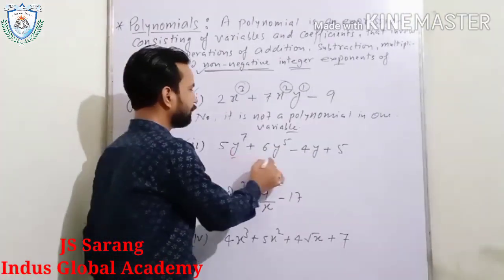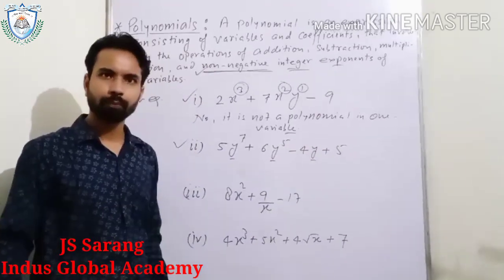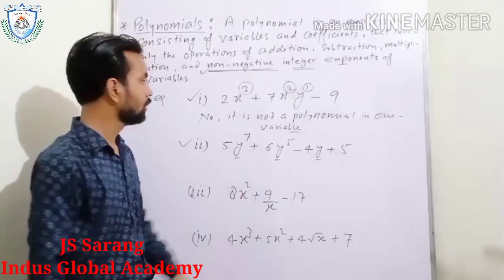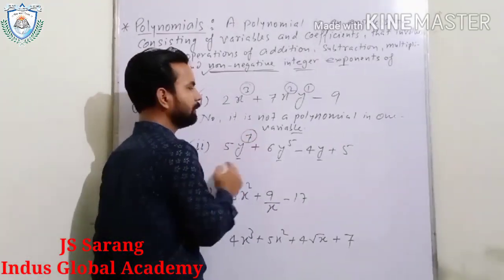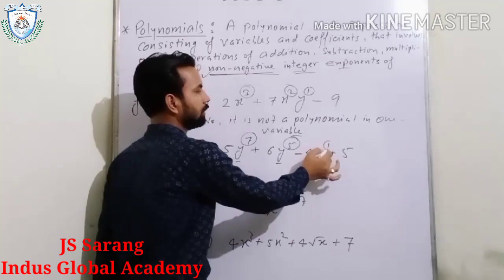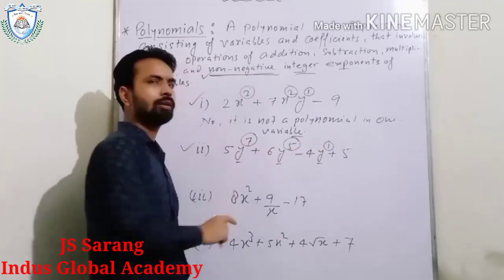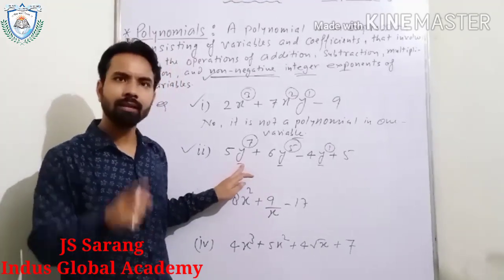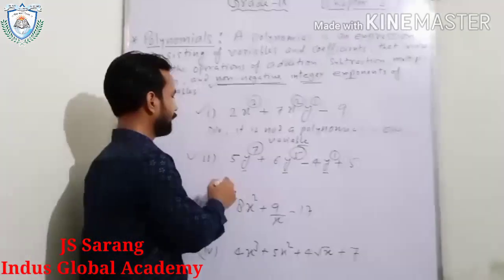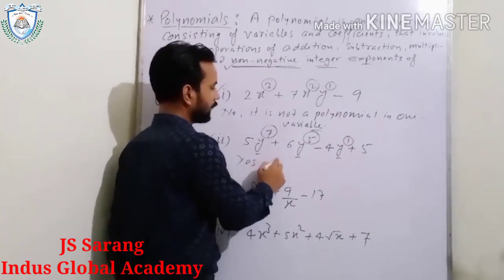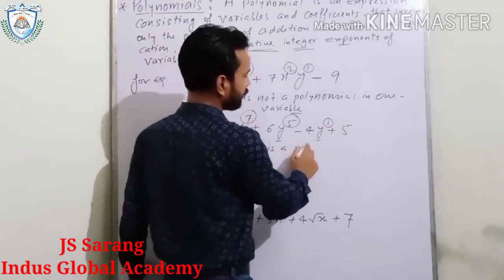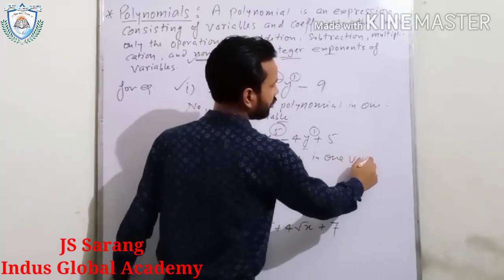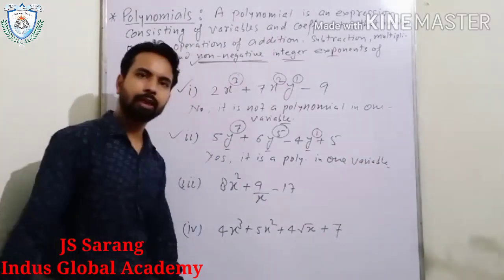Here only one variable is present, that is y. Clear? So this is one variable. Now we have to check whether this is a polynomial or not. So here the powers of y are 7, 5 and 1. And 1, 5 and 7 are all non-negative integers. That means this is a polynomial in one variable. So yes, it is a polynomial in one variable. Clear?